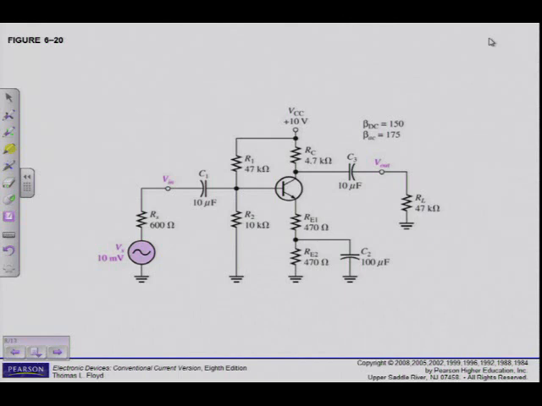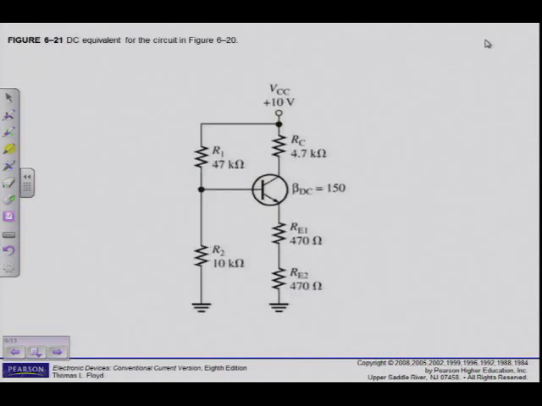The first thing that I do is draw the DC equivalent circuit. Because the capacitors block DC, what I'm left with is this. Then I can do all my DC calculations, which you will find on page 273. The very first thing that I always do is calculate what? Input resistance. Why? The loading effect: I must check if the input resistance is at least 10 times larger than R2. Then I decide which formula to use, and I can calculate all my DC quantities.